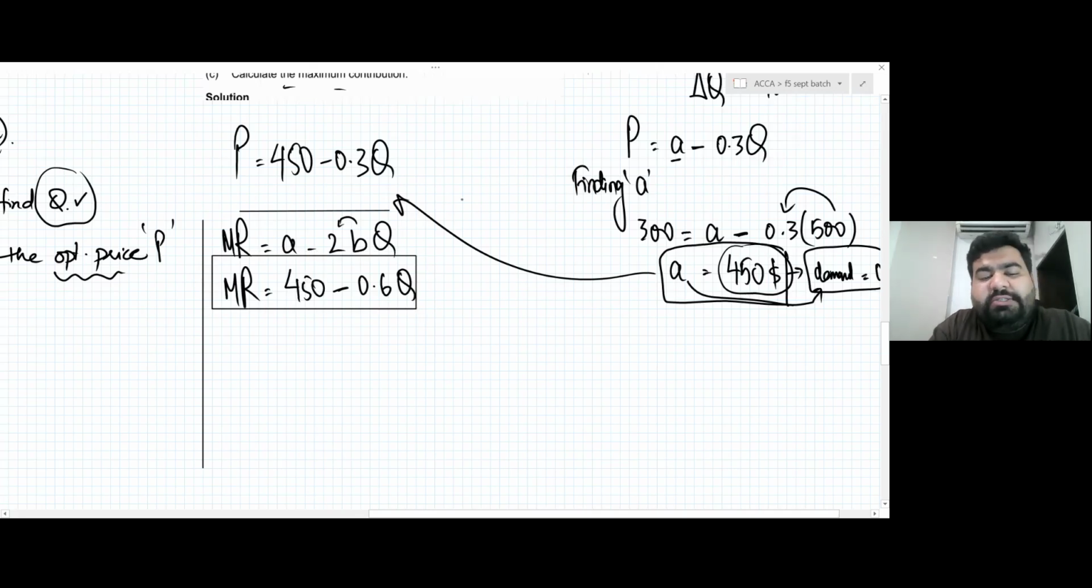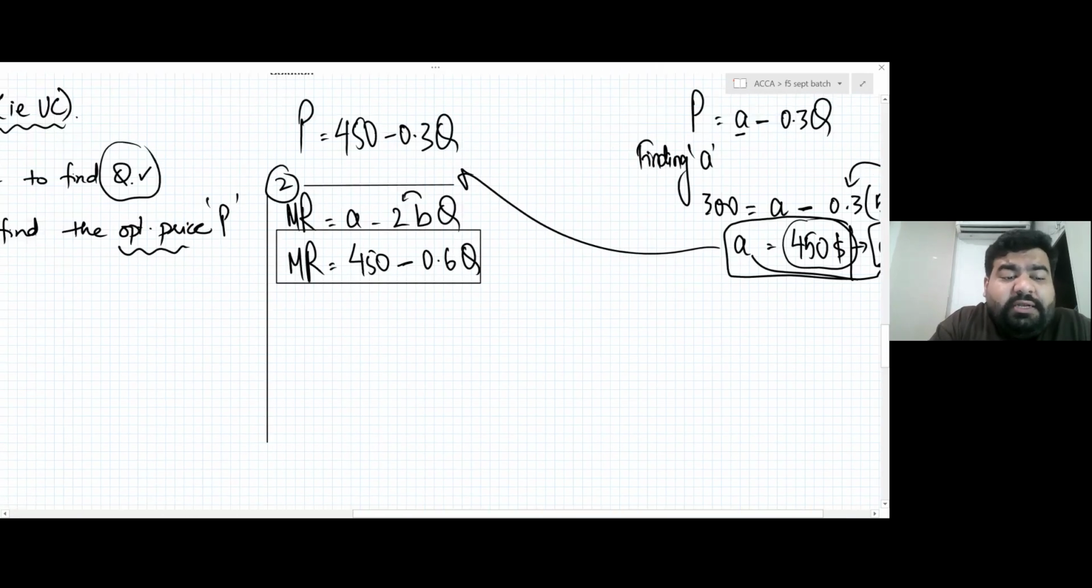Just you have to do like this. You have to calculate the marginal revenue. In step 2, you have to calculate the marginal revenue by taking the P equation and doubling the value that goes with Q. Like it was 0.3, do it 2B, like 0.6.